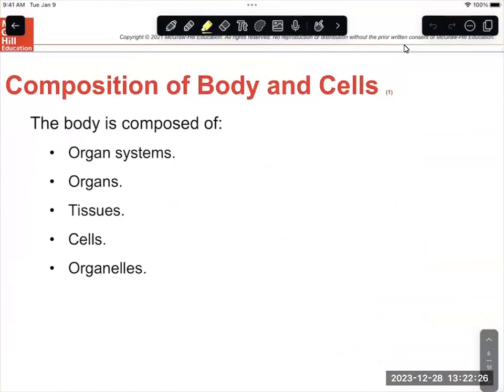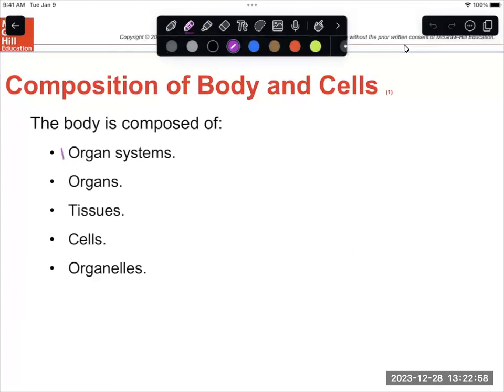So the body is composed of many different structures. The whole body or organism is composed of organ systems. Organ systems are composed of organs. Organs are composed of tissues. Tissues are composed of cells, and cells are composed of organelles. So as we break things down from one to the next, this allows us to break things down. Organ systems to organs. Organs are made of tissues. Tissues are made of cells, and cells are made of organelles. So these all work together.